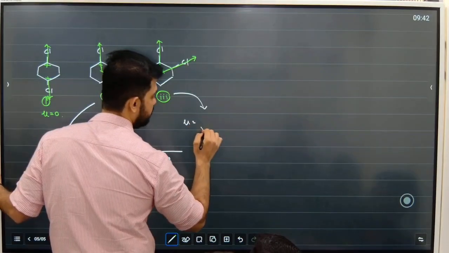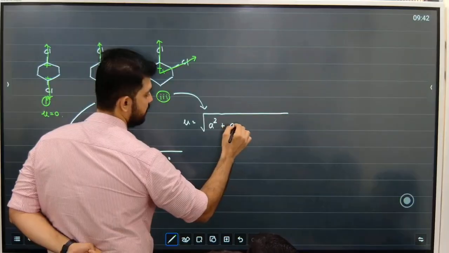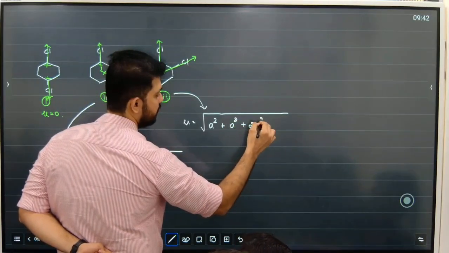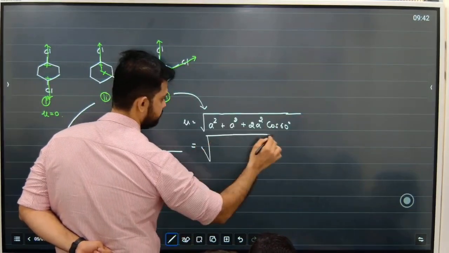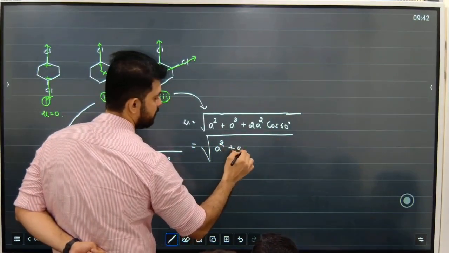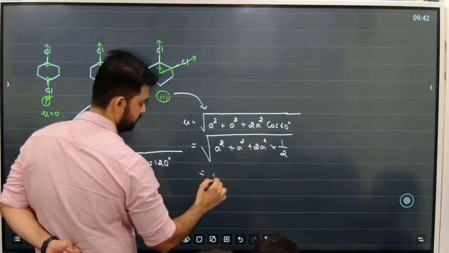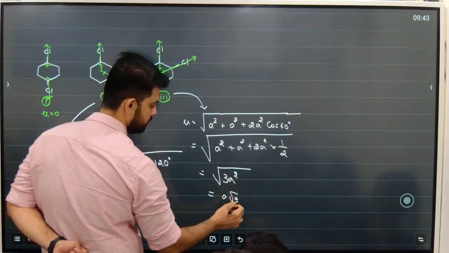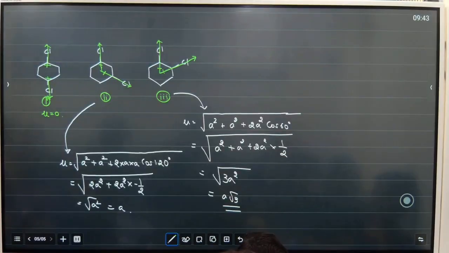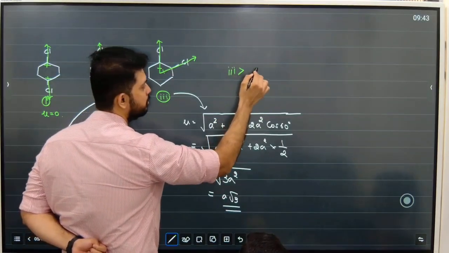Net dipole here will be square root of a square plus a square plus 2a squared cos 60. How much is cos 60? a squared plus a squared plus 2a squared into half. This will become a root 3. So if I want to arrange them in decreasing order of their magnitude, the highest dipole belongs to the third molecule.